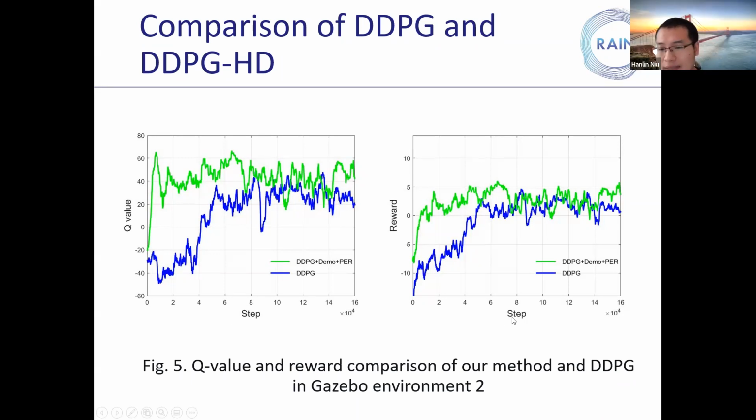Then we compare the Q values and the reward. We found that using human data, the Q values and reward increase much faster than the original DDPG. For the reward, it uses around 20% of the steps required by the original DDPG. For example, it only uses 10,000 steps to get the reward above 0, but the original DDPG needs 50,000 steps.